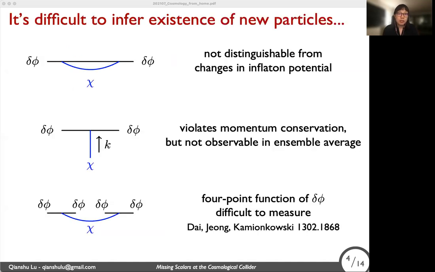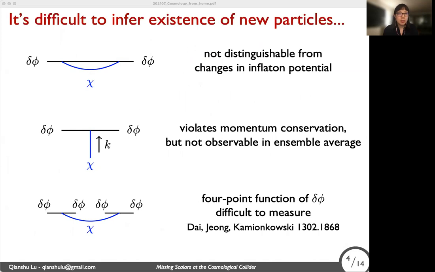In general, it is difficult to infer the existence of new particles in the cosmological collider. So here I'm showing you how a new particle chi might affect the inflaton correlation functions, along with the reasons why these effects are difficult to see observationally.